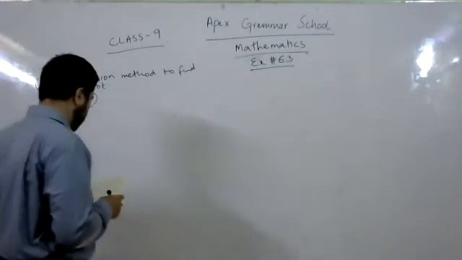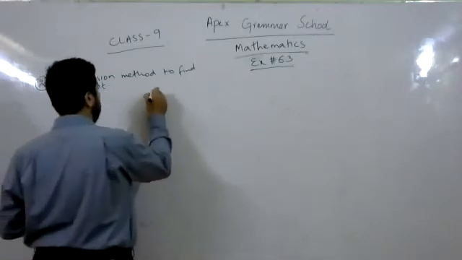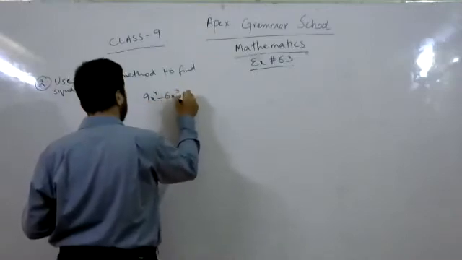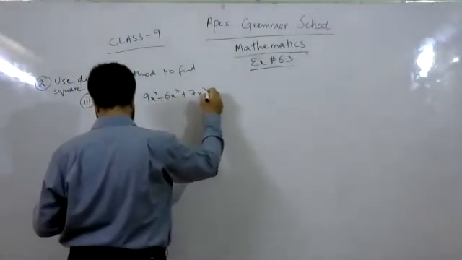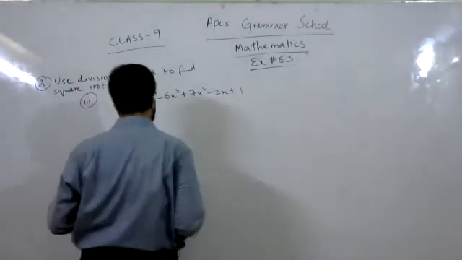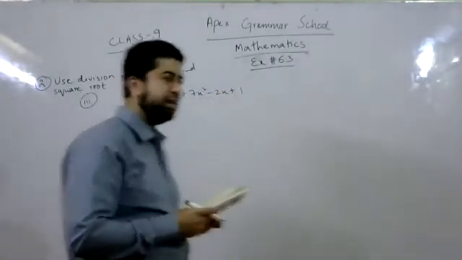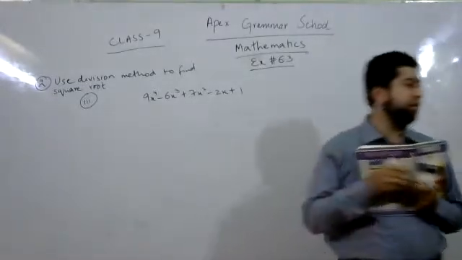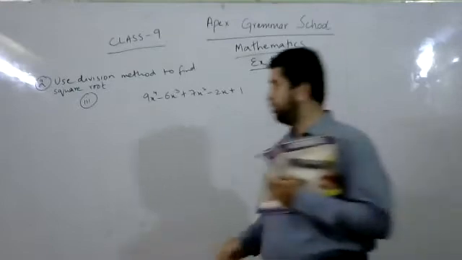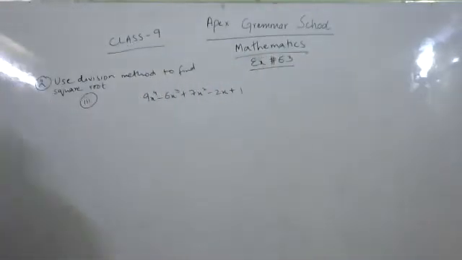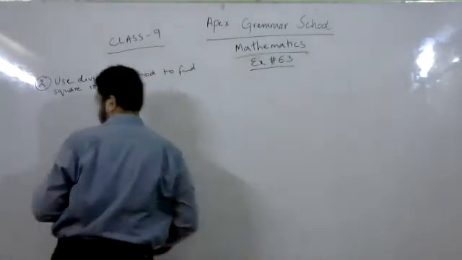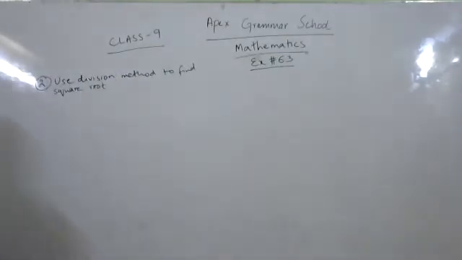Part 3 is 9x raised to power 4 minus 6x cubed plus 7x squared minus 2x plus 1. Again, it's the same thing. You need to apply it here. The simple question, but we will solve part number 4. That is again the same. Part 4.